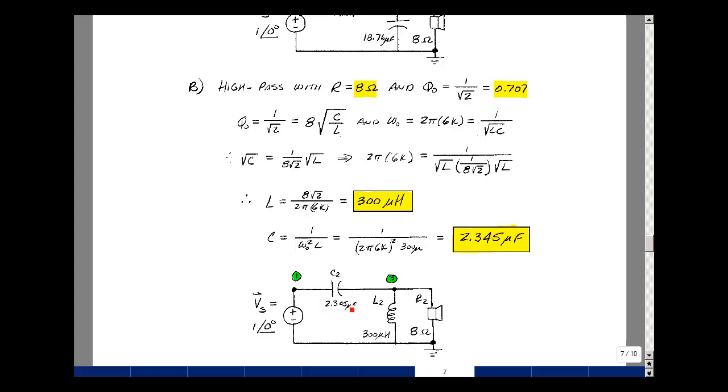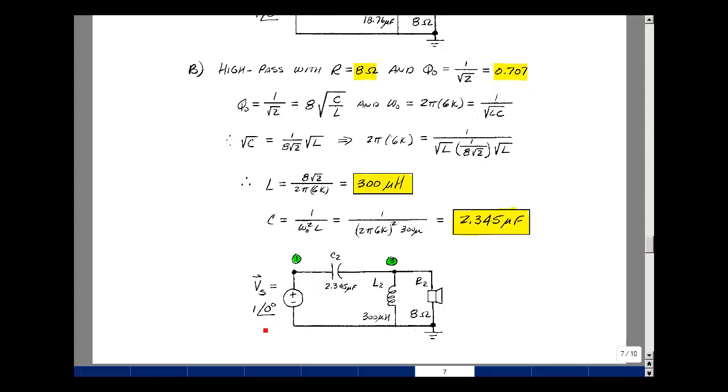My circuit now with this capacitor and this inductor and my 8 ohm speaker will give me the high pass crossover. If I again use 1 volt at angle 0 here, then this node voltage, I'll call it node voltage 3, would be my transfer function. There's V3 divided by V1, which is just node voltage V3. I'm going to use that for collecting some lab data.